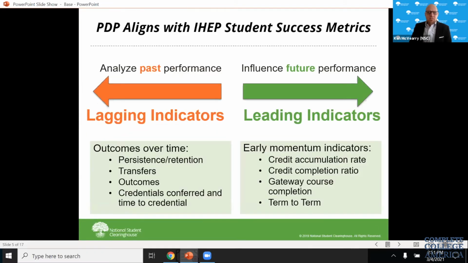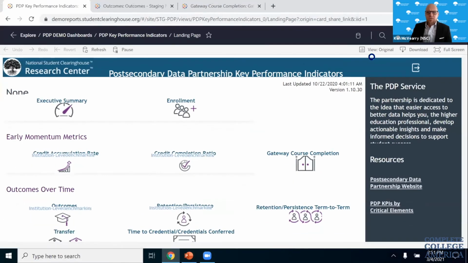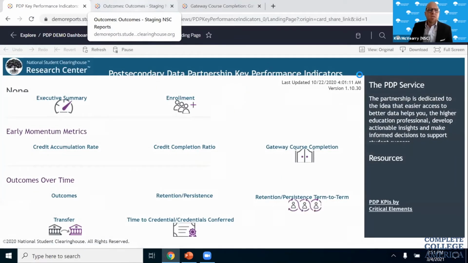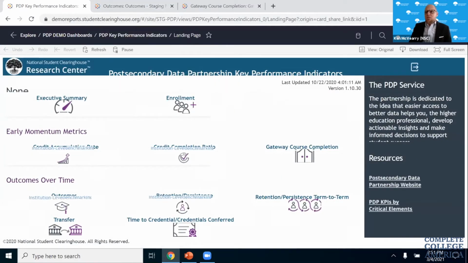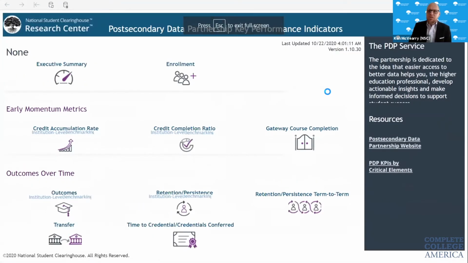So with that, I'm actually going to switch screens here and pull up a dashboard view for you all. Give me 1 second while this spools up. So if you were to participate in the PDP, you would submit this information to us, and then we would give you access back to these types of dashboards.